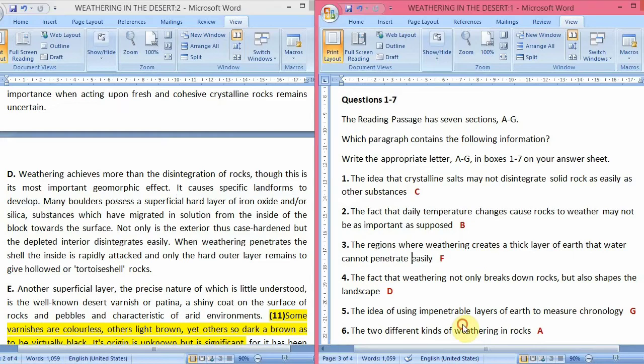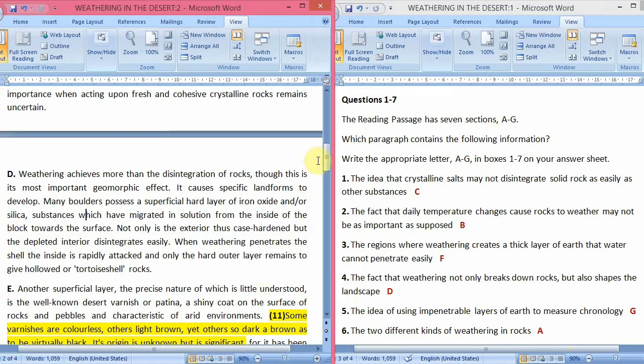Now let's see what's the fifth question. The idea of using impenetrable layers of earth to measure chronology. Okay, so the impenetrable layers of earth that we discussed in the third question, that are formed when weathering takes place, those surface crusts are used to measure chronology. Chronology, you could say, is the sequence in which a series of events take place, dating back to the time when it took place, in order. That is what chronology is. So the answer is G.